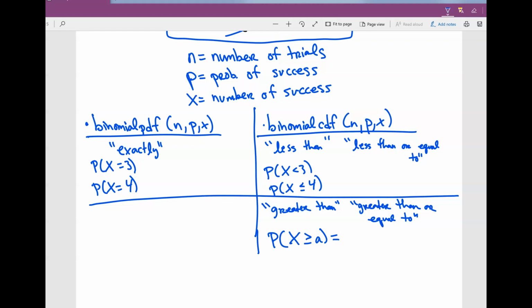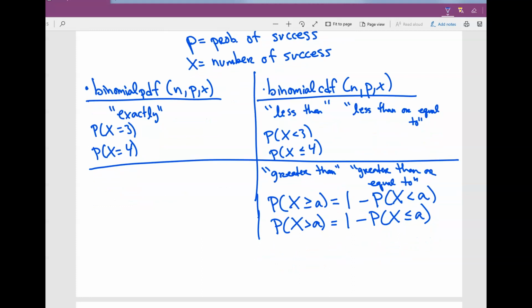Instead, you have to be very creative. What you would do is 1 minus the probability of x being less than a. And if you have the probability of x being greater than a, you're going to do 1 minus the probability of x being less than or equal to a. So this is basically the gist of it. You want to be able to do problems that look like this. You always want to look for the keywords. They are going to be good; it's just translating them to math that is the toughest part, knowing if it's included or not included.